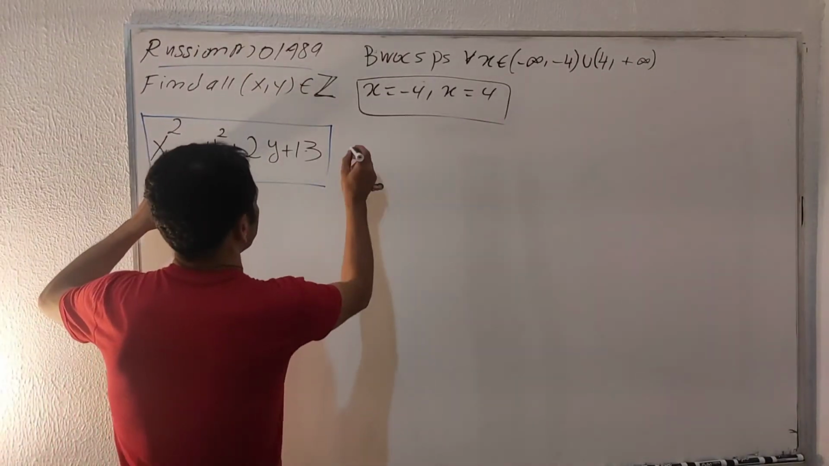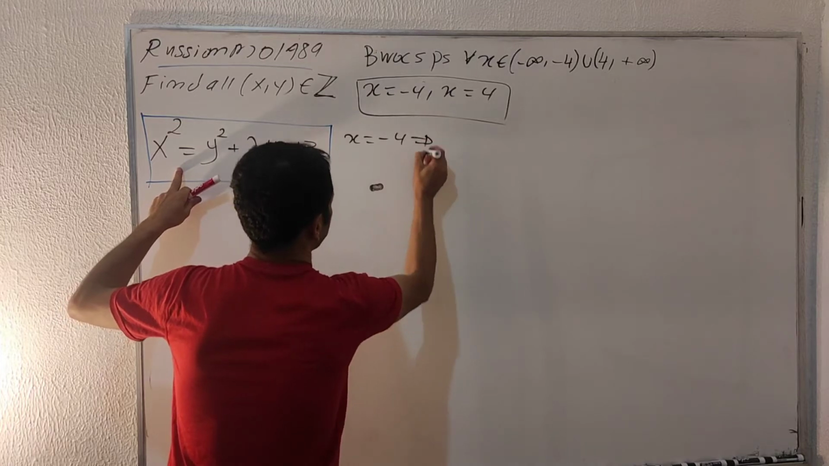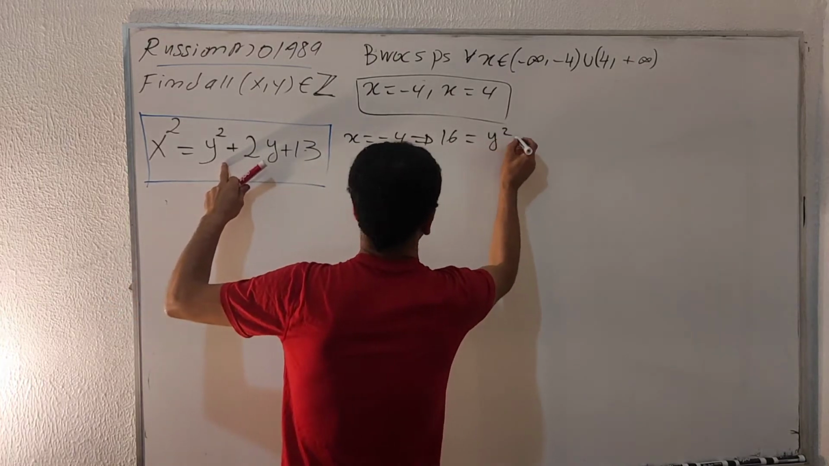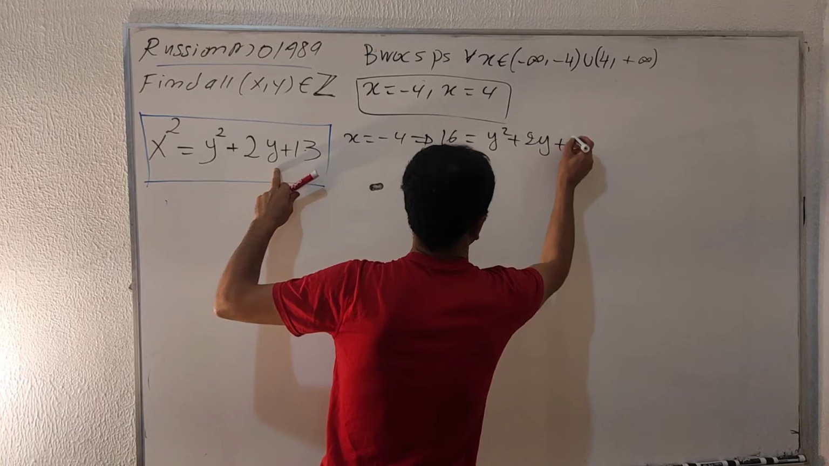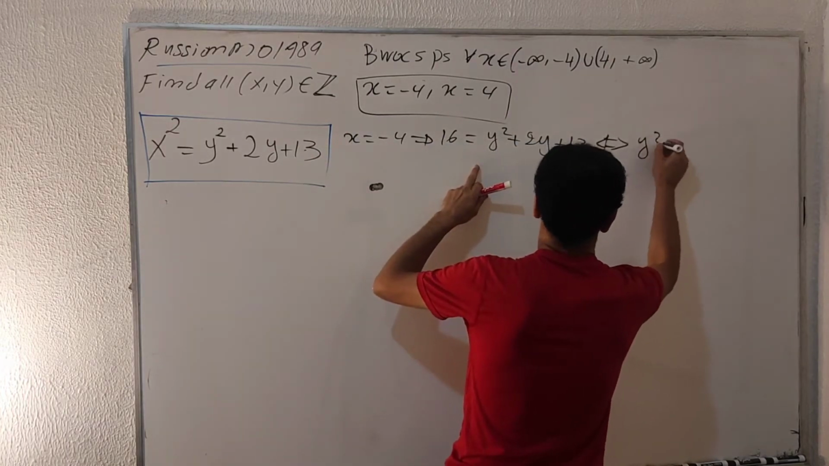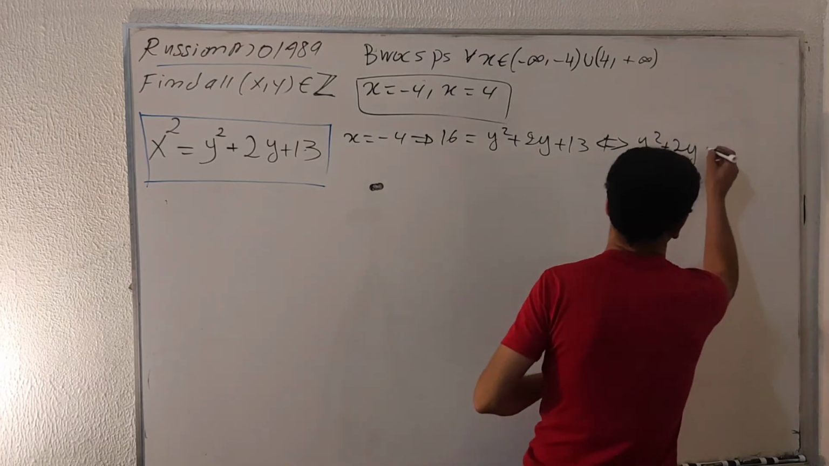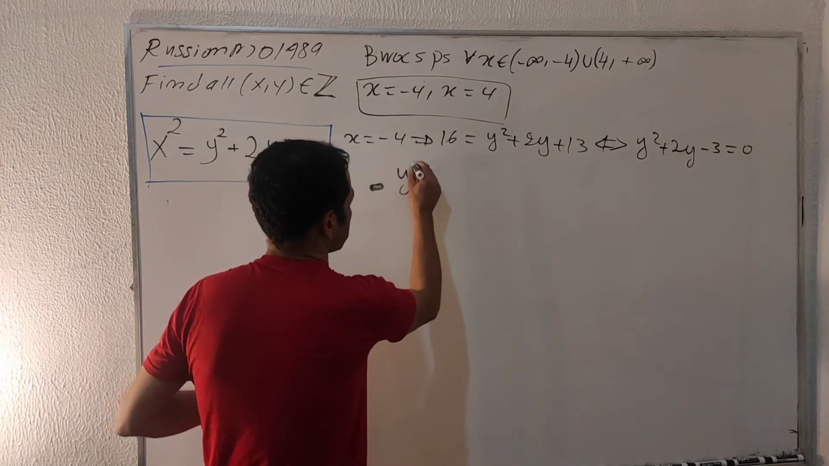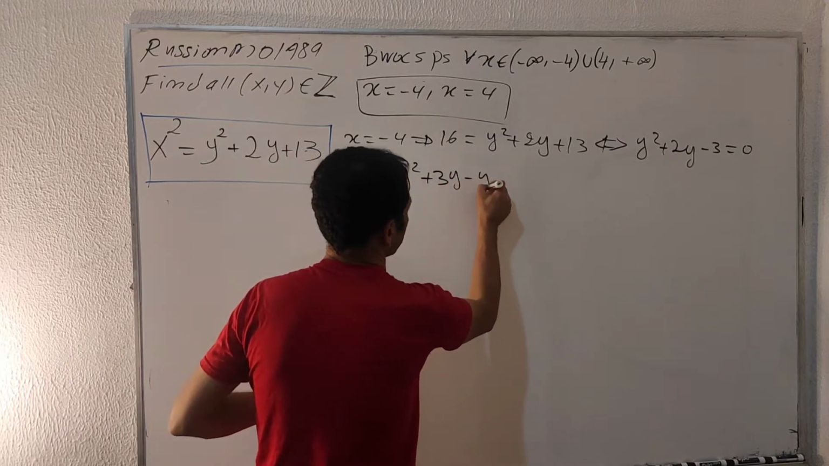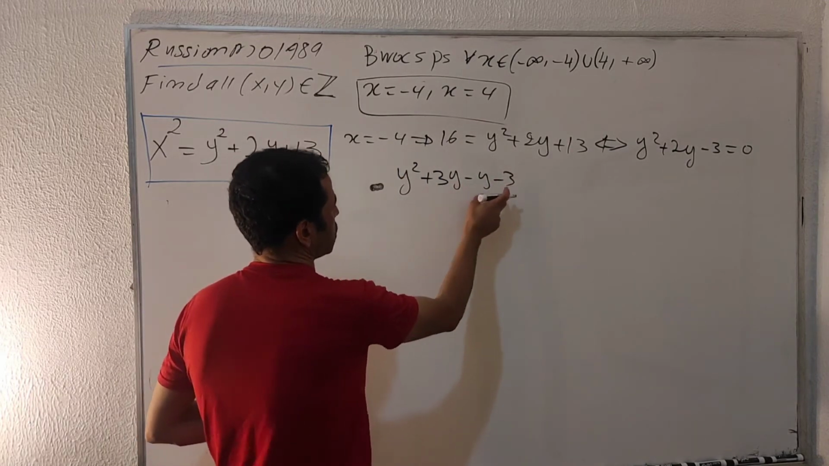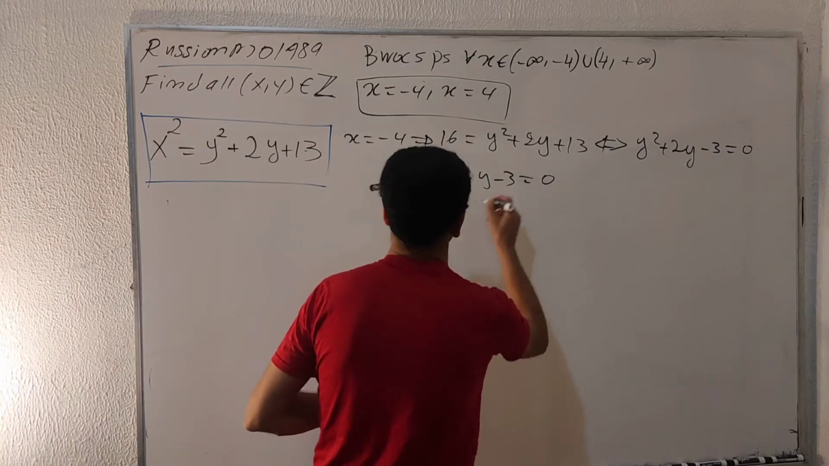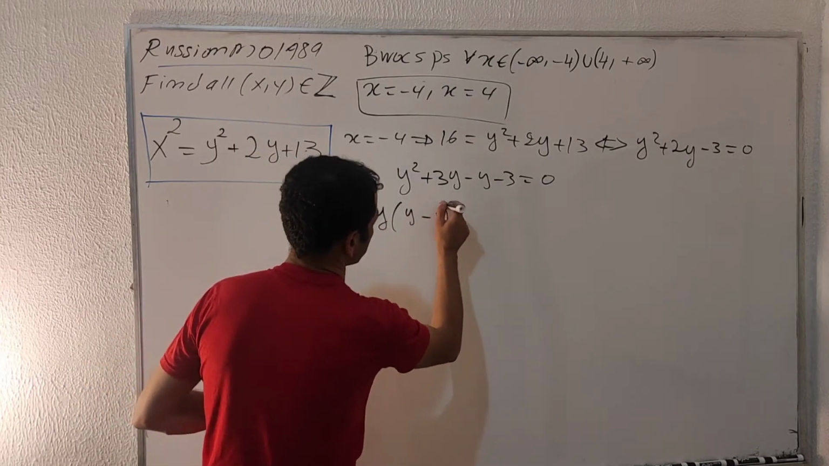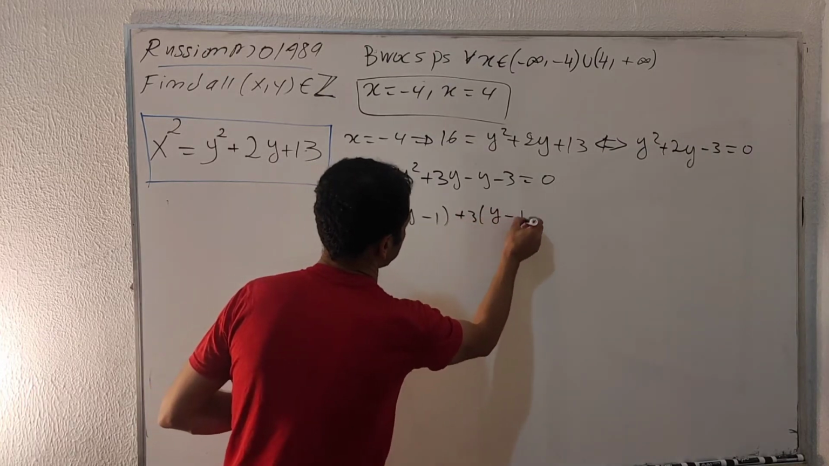So x equals minus 4. Taking this value and replacing it here, it becomes 16 equals y squared plus 2y plus 13. I get y squared plus 2y minus 3 equals 0. Let's split this 2y into two terms. So I get y squared plus 3y minus y minus 3. Let's take 3y and minus 3 as a common factor, and y squared minus y as a common factor. So I get y times y minus 1, and also taking this plus 3 times y minus 1 equals 0.